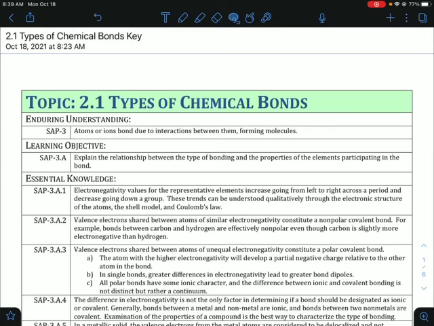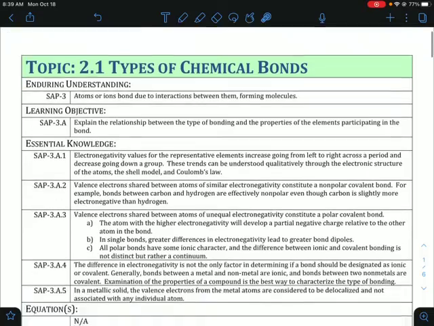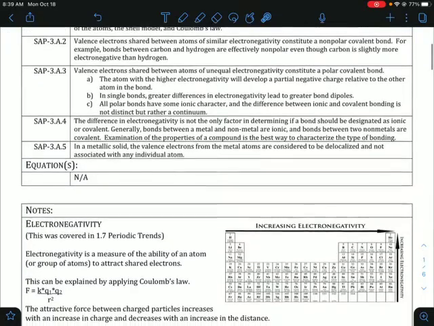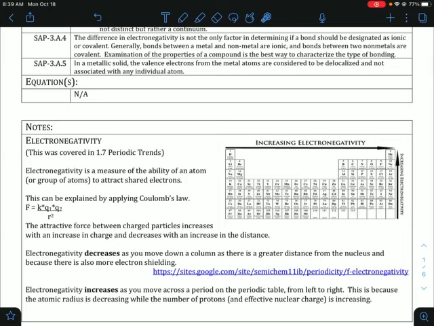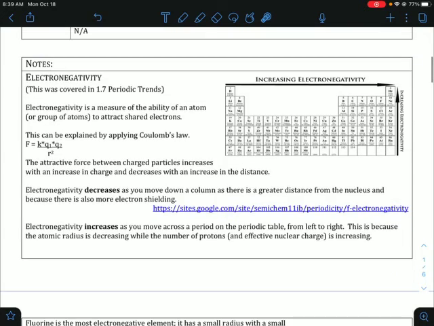All right, this is the answer key video for topic 2.1 practice problems, types of chemical bonds. There is a lot of really good information in here, so please make sure that you are reading through the actual notes. But to hit the highlights here, the different types of bonds are really classified by their difference in electronegativity, okay? And this can be explained by using our best friend here, Coulomb's law.